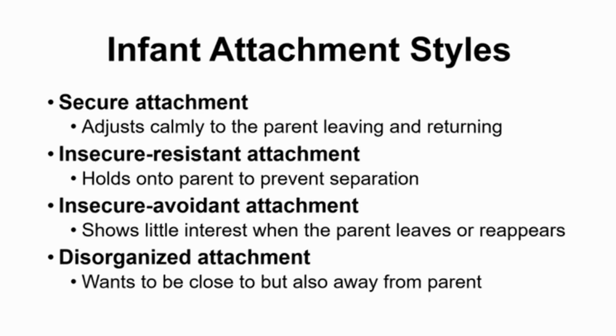For our insecure types here, these are when children are less healthy in their interactions with their parents. So our insecure resistant children are the ones who really, really don't want to be separated from their parent. So this is a child where if their parent has to leave the room, they're going to cling to them. They're going to cry. They're going to be distraught when they're out of the room. And when they come back, they're going to be attached to their parent.